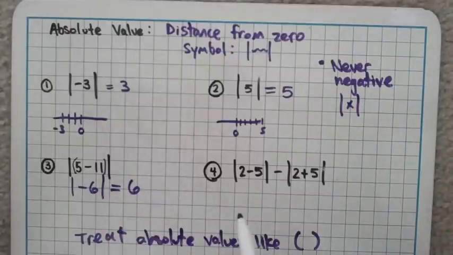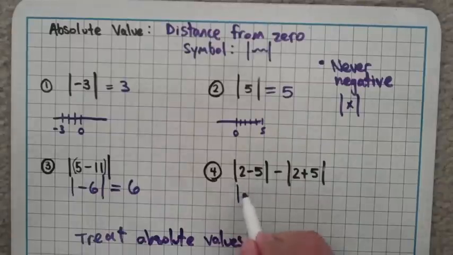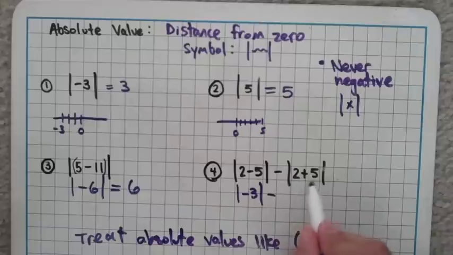The next problem, number 4, looks like it's not too bad, but I'm always shocked at how many kids get problems like this wrong. The ACT will throw a question like this out there, and lots of people miss it. Again, treat the absolute values like they're parentheses. This guy is 2 minus 5. That's really the absolute value of -3. Minus 2 plus 5, that's the absolute value of 7.